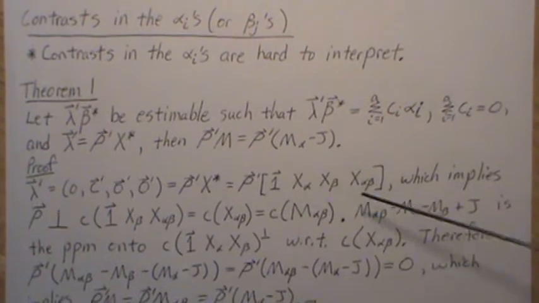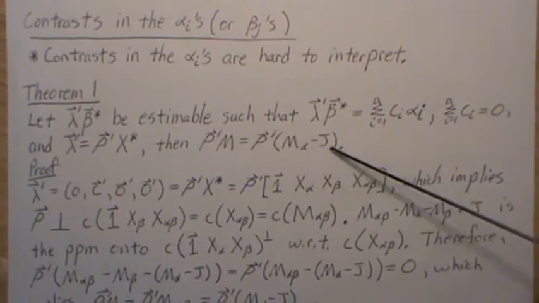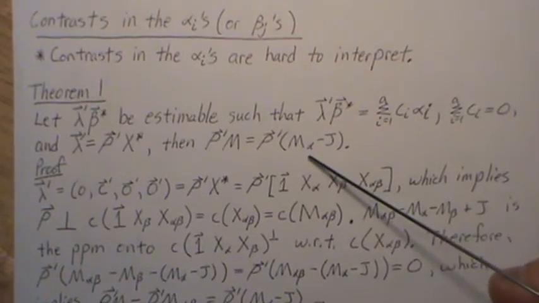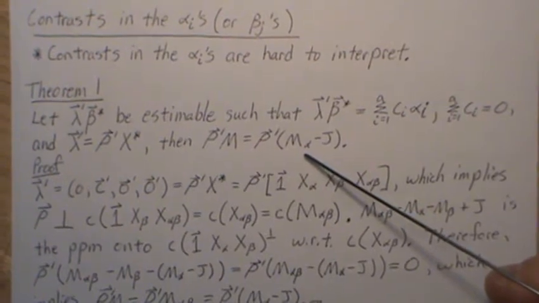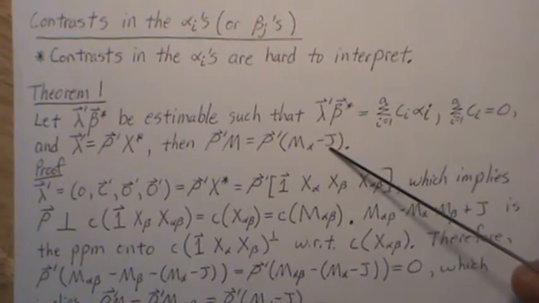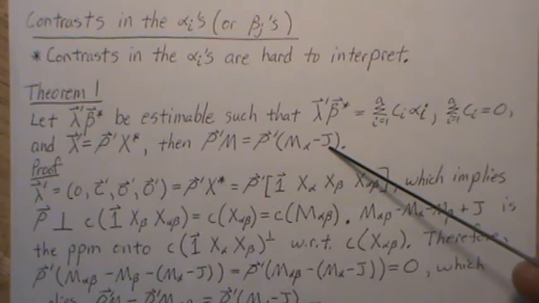So it's rho transpose times (M alpha minus J). M alpha is the perpendicular projection matrix onto the column space of X alpha, and J is the perpendicular projection matrix onto the column space of 1s.